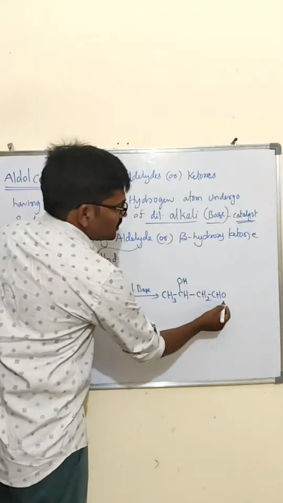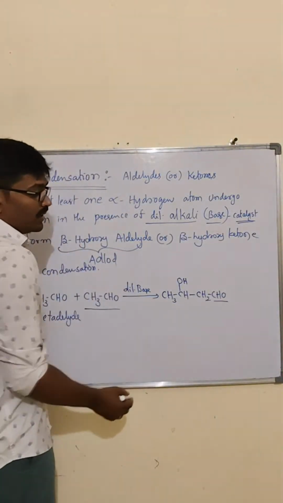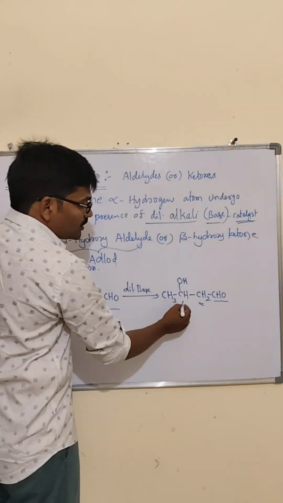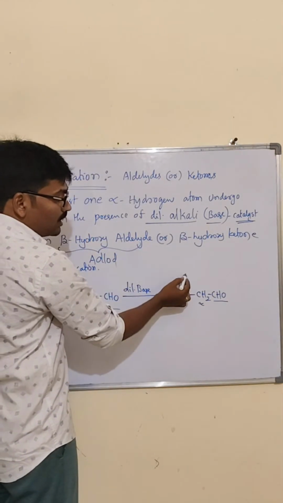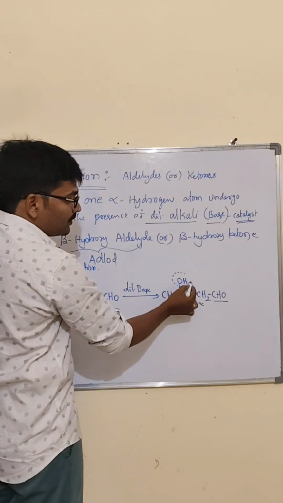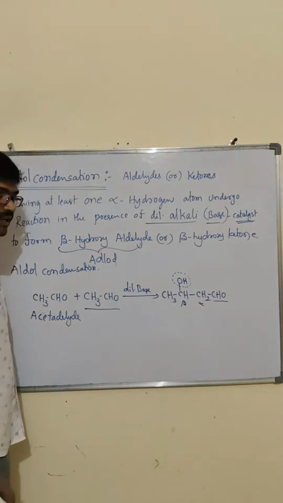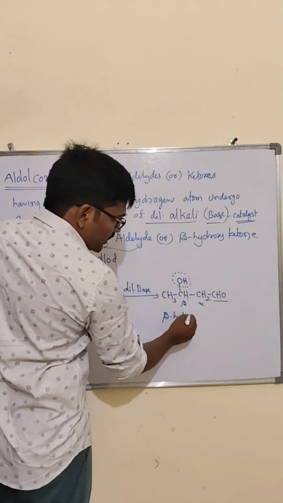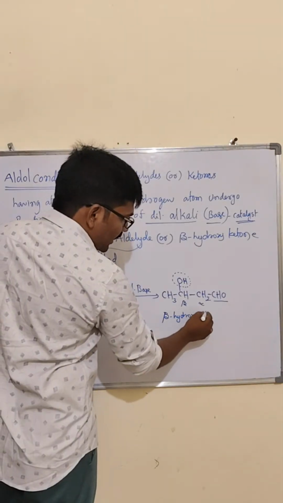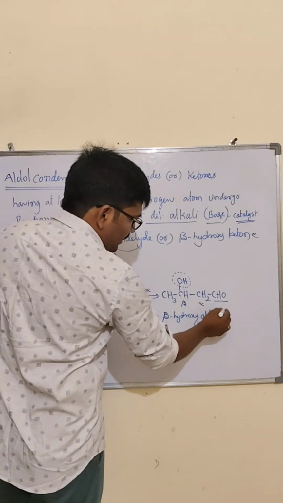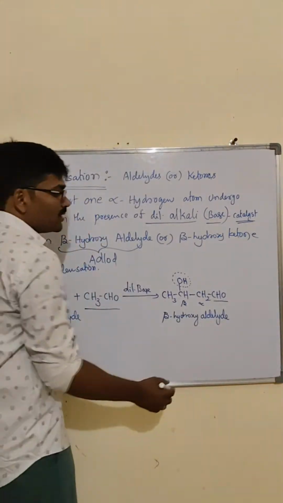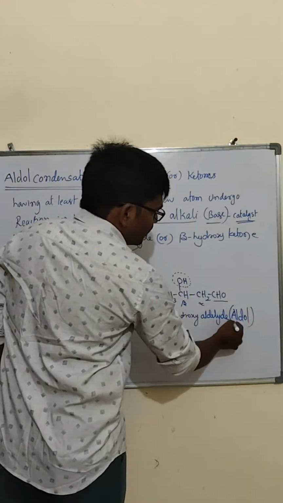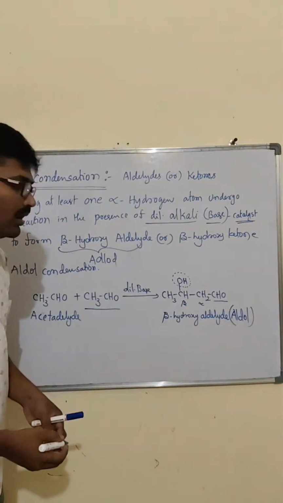See, look at now, this is the aldehyde group. The carbon attached to the aldehyde group is the alpha carbon. The carbon attached to the alpha carbon is the beta carbon. At the beta position, what is there? A hydroxy group. So we call it beta hydroxy aldehyde. Beta hydroxy aldehyde only we are calling aldol.